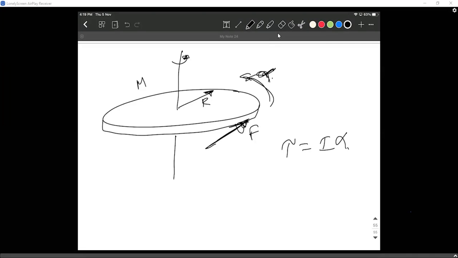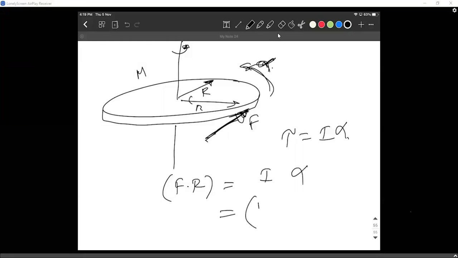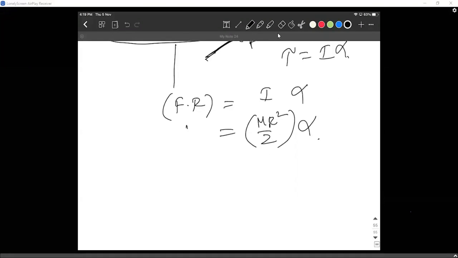Let's just see. Does anyone else have an answer to this? It's a very simple one. Because of this, force into perpendicular distance, F into R, is the torque, equals I alpha. I for a disk is nothing but mr square by 2, into alpha. So R cancels. Alpha equals 2f by mr.